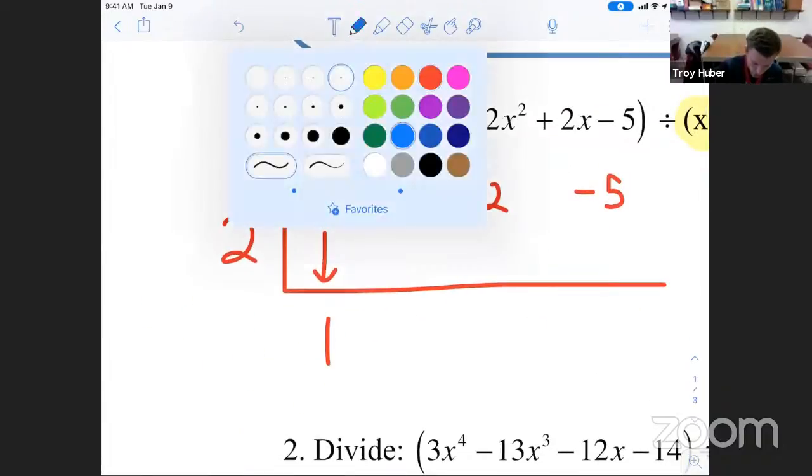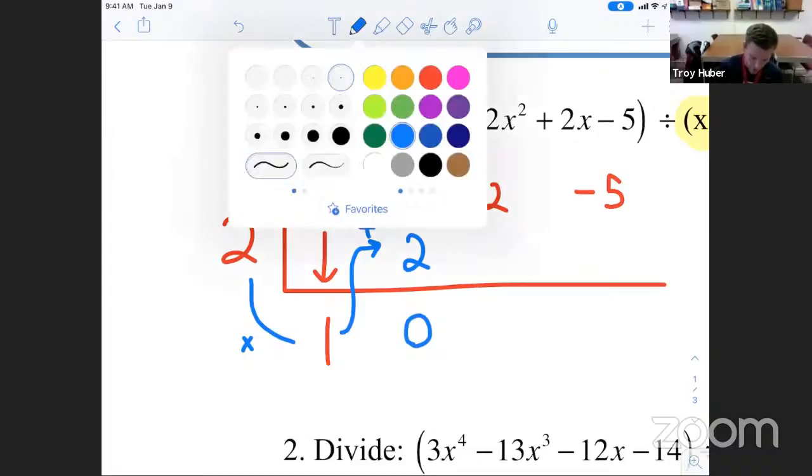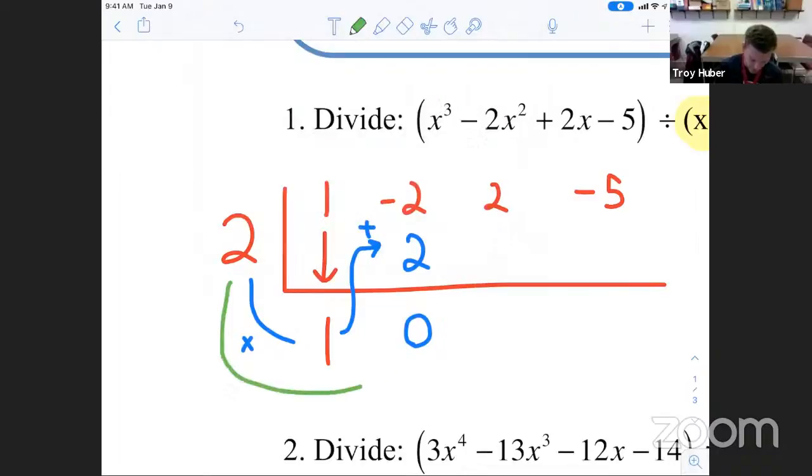Then we are going to multiply these two, so 2 times 1, and we are going to write our answer here. 2 times 1 is 2. Now we add. Negative 2 plus 2 is 0. All right, and then we do the whole process again. So I multiply these. 2 times 0 is 0. Add these together. 2 plus 0 is 2.